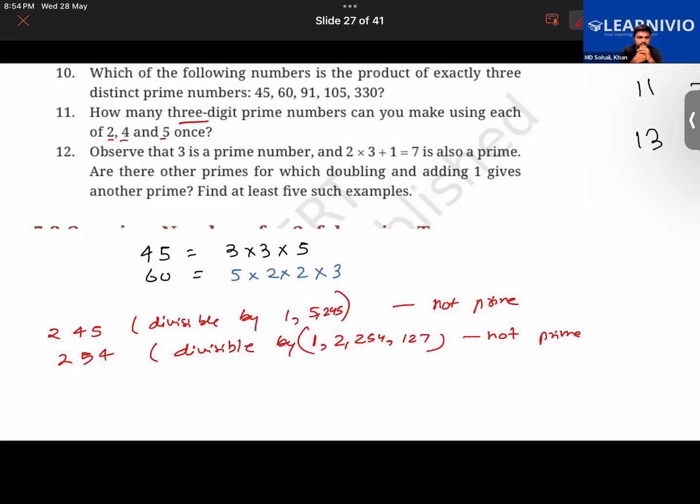Is 425 a prime number? 4, 2, 5. No, it is divisible by 5. If a number has 5 in the units place, then it is divisible by 5.